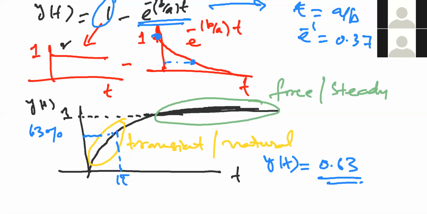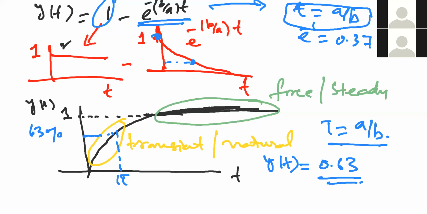So this is 63%, which means that the total response reaches 63% of its total change at t equal to a by b. So we call a by b the time constant. As earlier we said, a by b is equal to the time constant tau. It is represented by tau. So this tau equal to a by b is called the time constant of the system. Note that the smaller the time constant, the faster the time response.